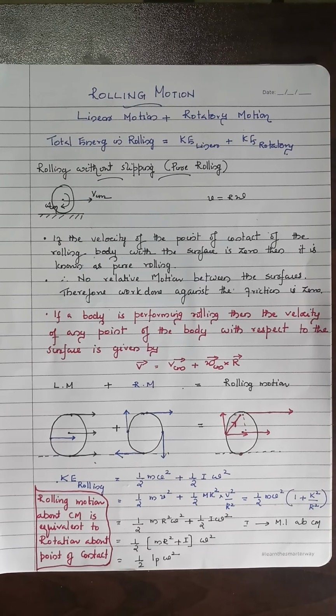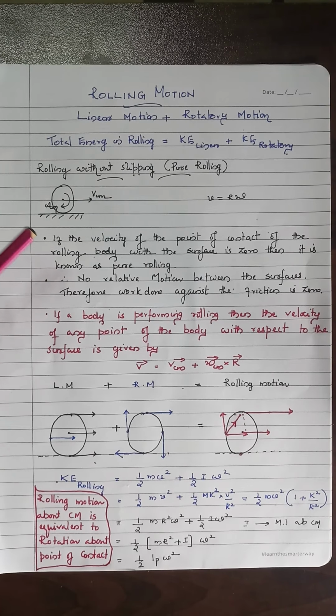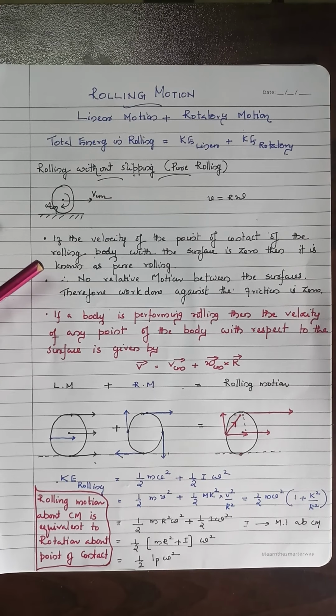Rolling motion: we can expect at least one question in every exam. A very important topic. The linear motion plus the rotatory motion together we can call the rolling motion. But here we need to find the rolling without slipping. Keep in mind, in rolling without slipping, the velocity at the point of contact of the rolling body with the surface is 0, and this is called pure rolling. There we can say v is equal to R omega. It is a very, very important relation. Keep in mind there is no relative motion between the surfaces at the point of contact. Therefore, the work done against the friction becomes 0.